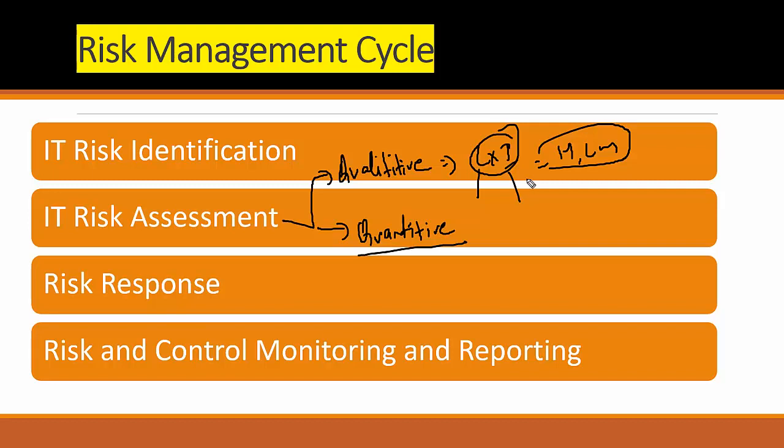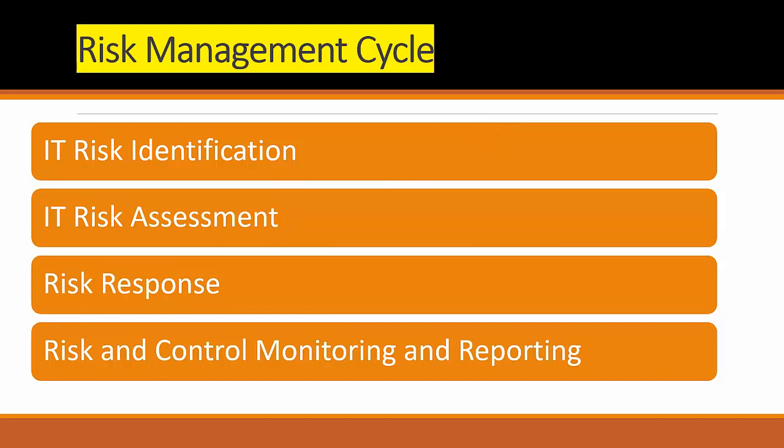Then the third thing, which is missing here, is called risk evaluation, where we evaluate the results and then we go for the risk response. So we have four ways to respond to the risk. We have acceptance.